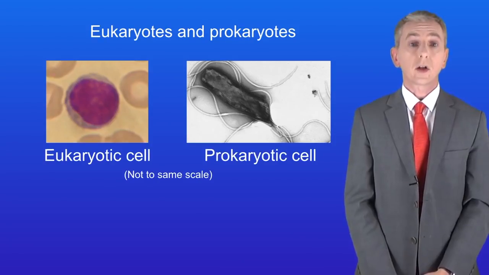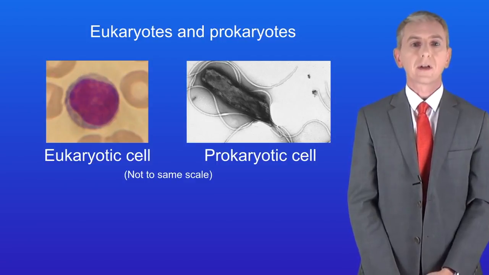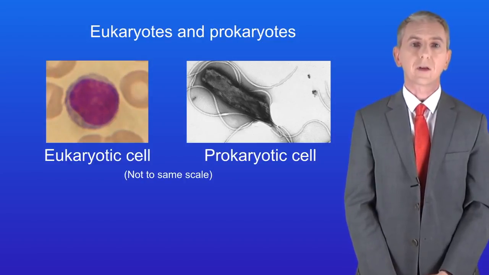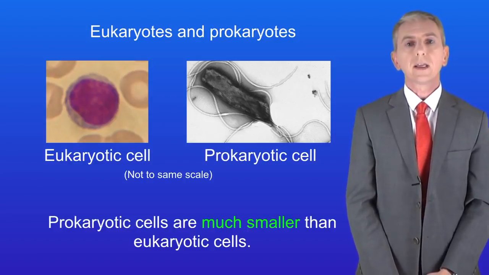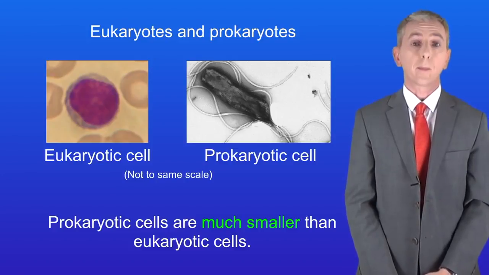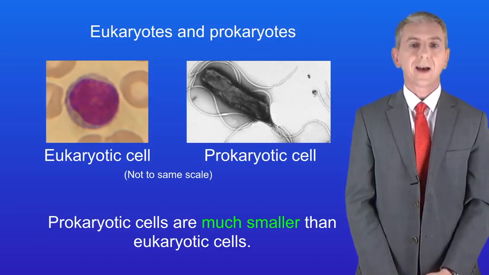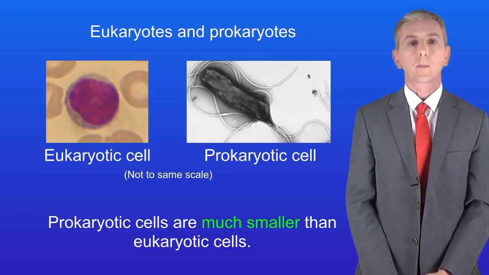In the last video, we started looking at cells. We looked at the similarities and differences between eukaryotic cells, such as animal and plant cells, and prokaryotic cells, such as bacteria. One of the key differences is that prokaryotic cells are much smaller than eukaryotic cells. In this video, we're going to look at the sizes of cells, so let's get started.